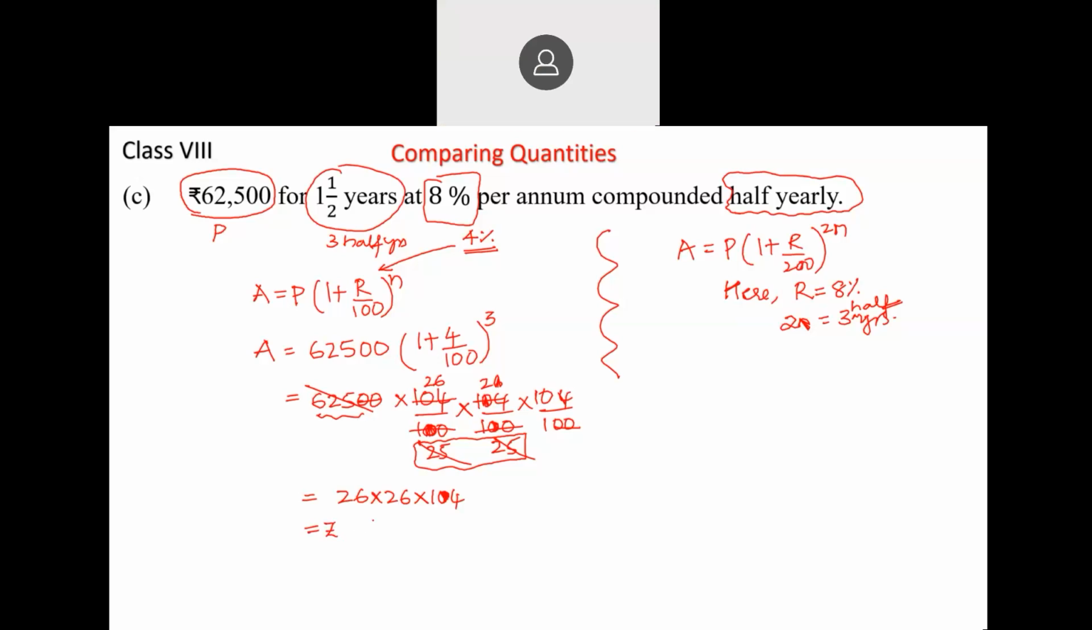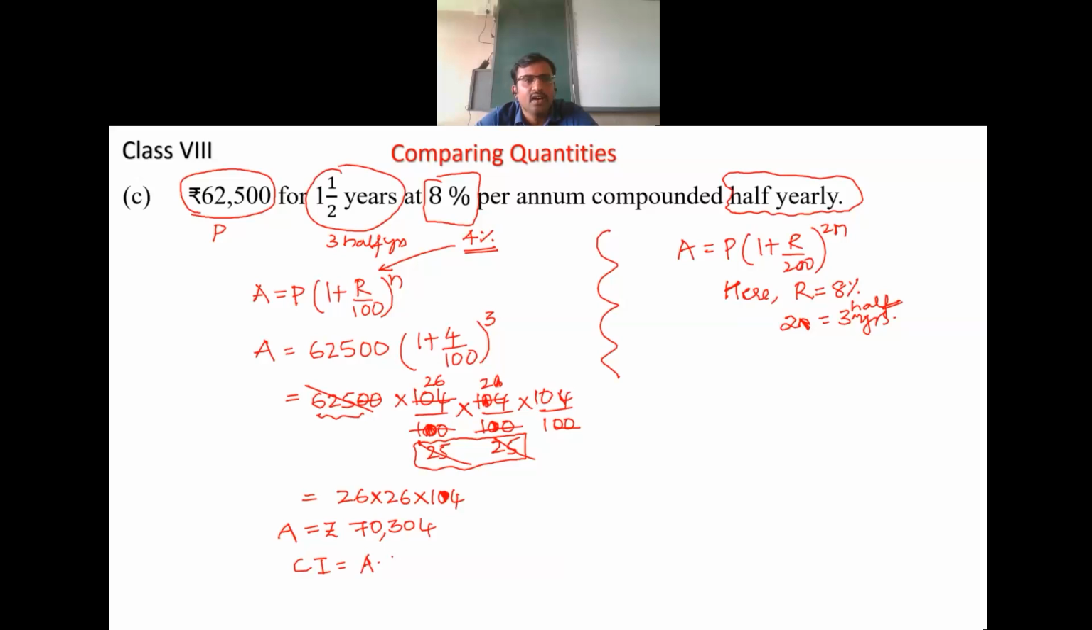I'll wait for 1 more minute, others also multiply. 70,304. This is the total amount. Now the compound interest is amount minus principal. Amount minus principal, 70,304 minus 62,500 is 7,804.